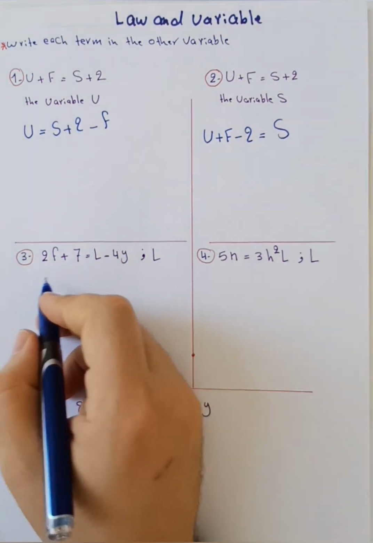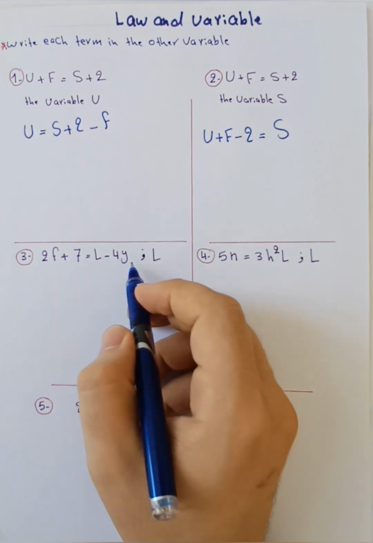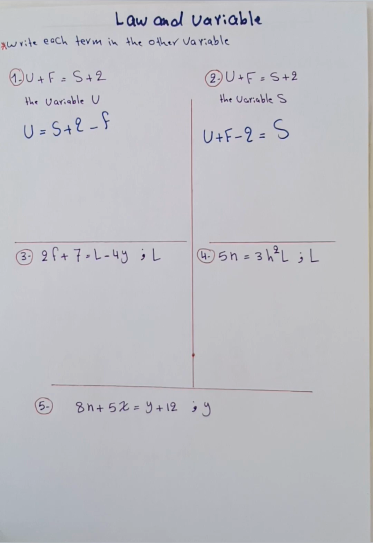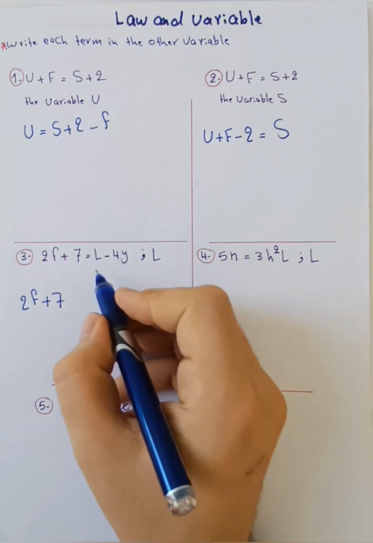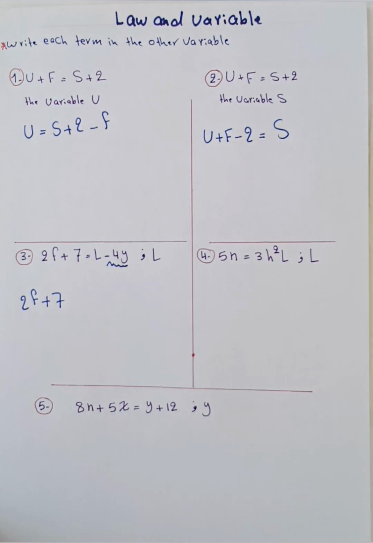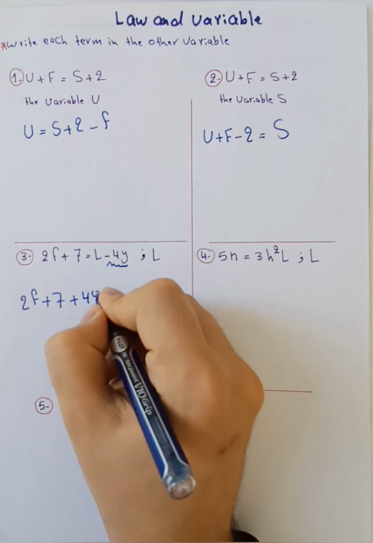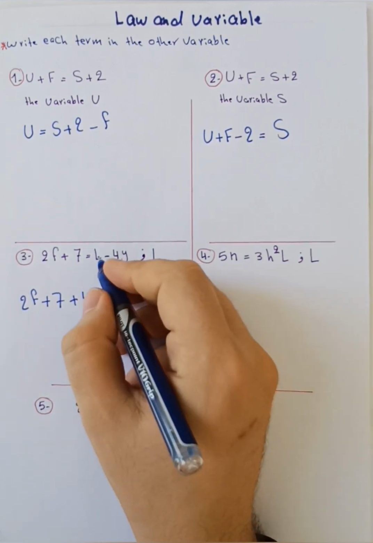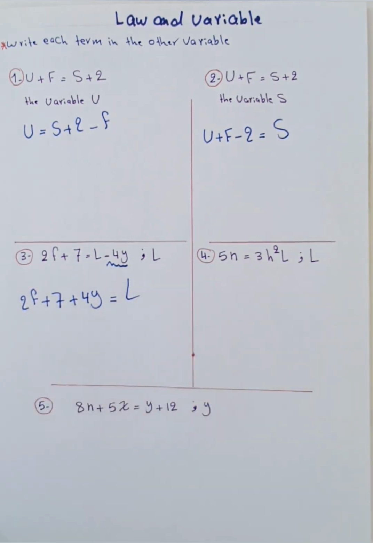Example number 3, we have 2f plus 7 equal to L minus 4y, the variable L. We have to make this equation, the variable L stay alone. So we can write 2f plus 7, and then we have to change the place of negative 4y to the left side. Negative 4y becomes positive 4y equal to L. So L equal to 2f plus 7 plus 4y.